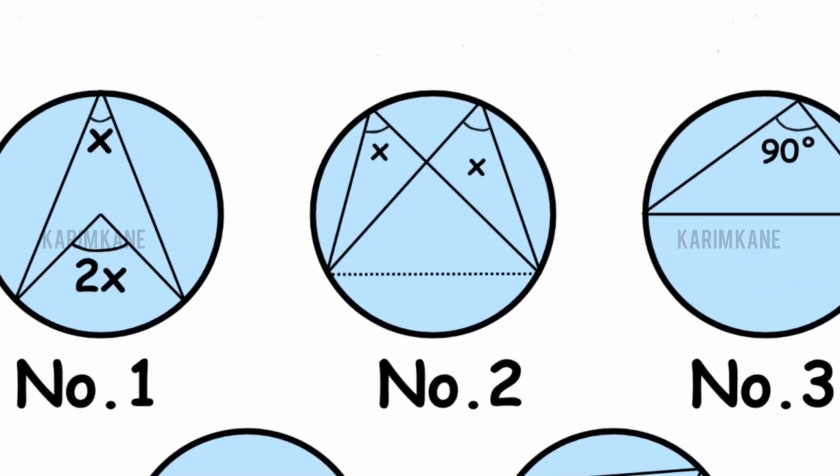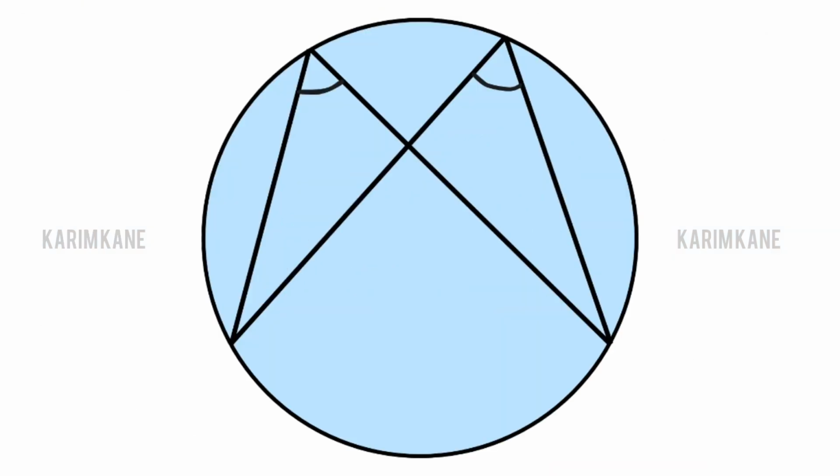The second circle theorem is the angles in the same segment theorem. Any angles drawn from the same arc in a circle are always equal, no matter where you place them. If they stand on the same arc, their angles match.